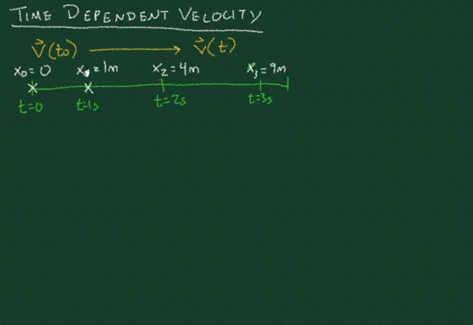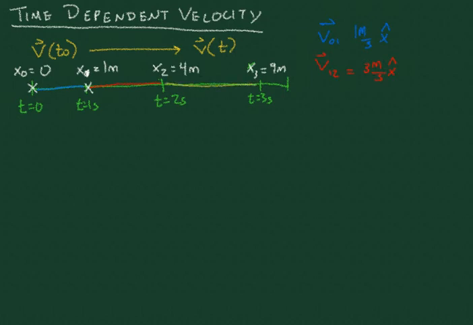So now let's look at our velocity during these different time intervals. So in this first interval, between 0 and 1, the velocity in the x direction is 1 meter in 1 second. So the velocity is 1 meter per second. Okay, in the second time interval, between 1 and 2, v12, the change in position is 3 meters. The change in time is 1 second. So now our velocity is 3 meters per second.